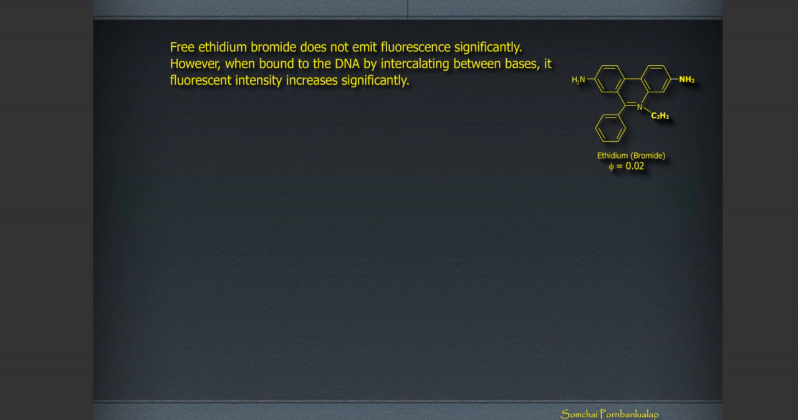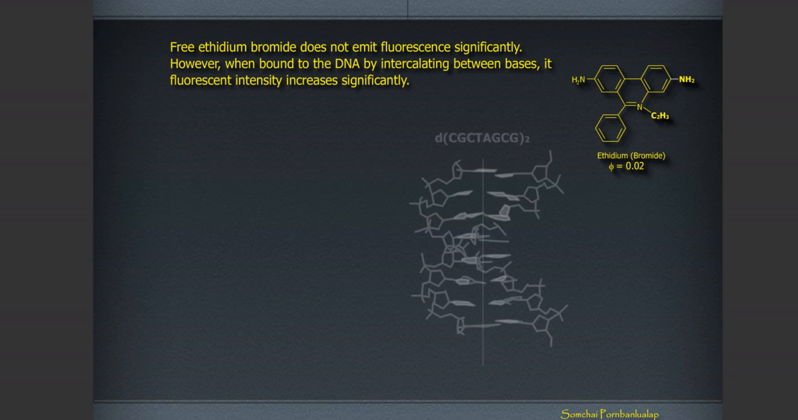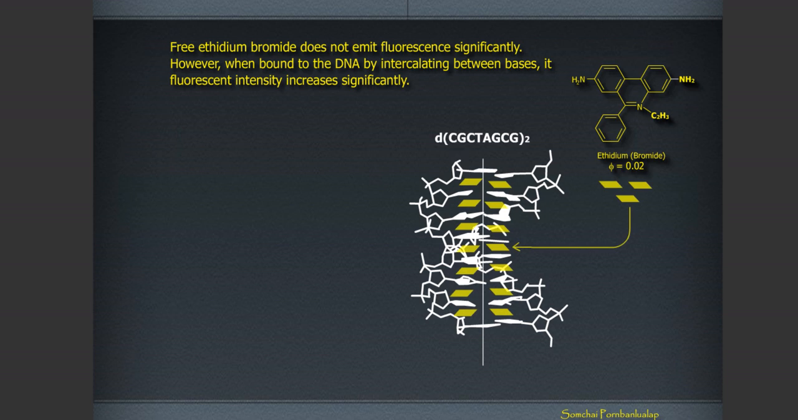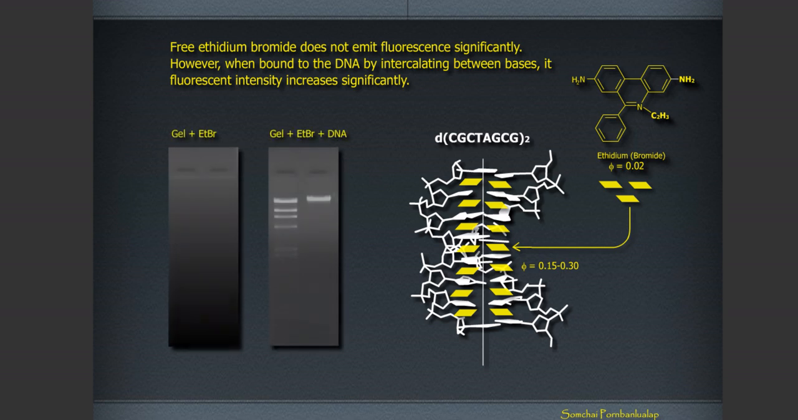Another example is DNA detection using ethidium bromide staining. Free ethidium bromide in solution has a quantum yield of approximately 0.02 or 2%. Upon intercalation between DNA base pairs, its rotational motion becomes restricted, leading to an increase in quantum yield to 15 to 30%. A comparison of agarose gel staining with ethidium bromide in the presence and absence of DNA shows that a gel without DNA does not fluoresce significantly. However, in the presence of DNA, ethidium bromide binds to the DNA and its motion becomes restricted, resulting in increased fluorescence.